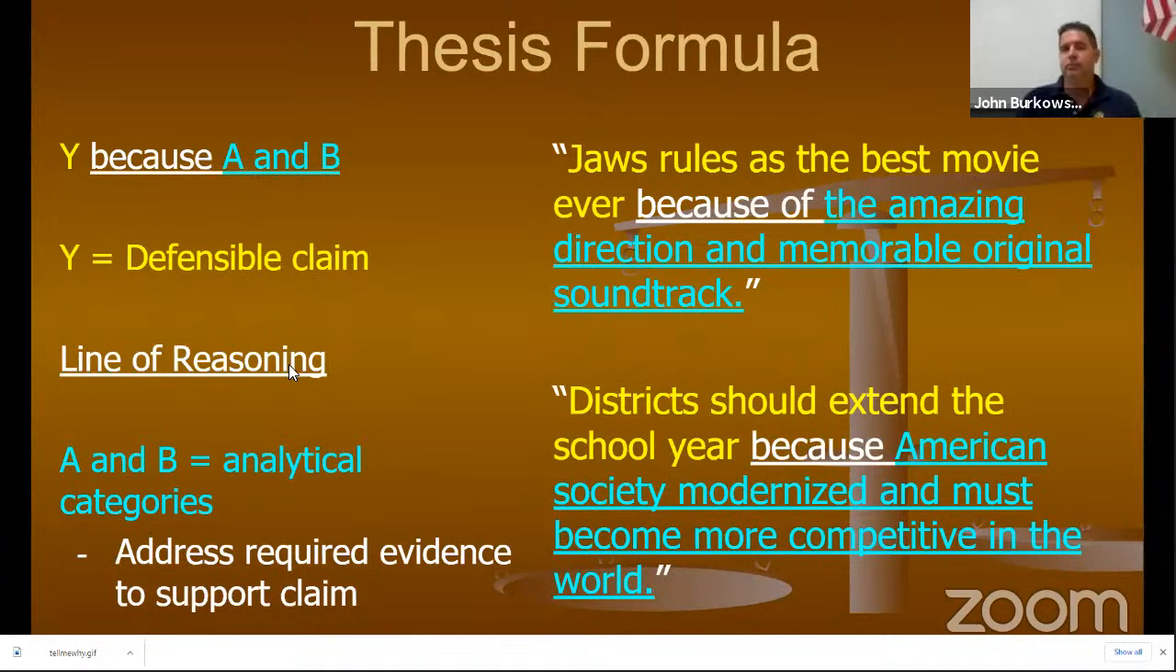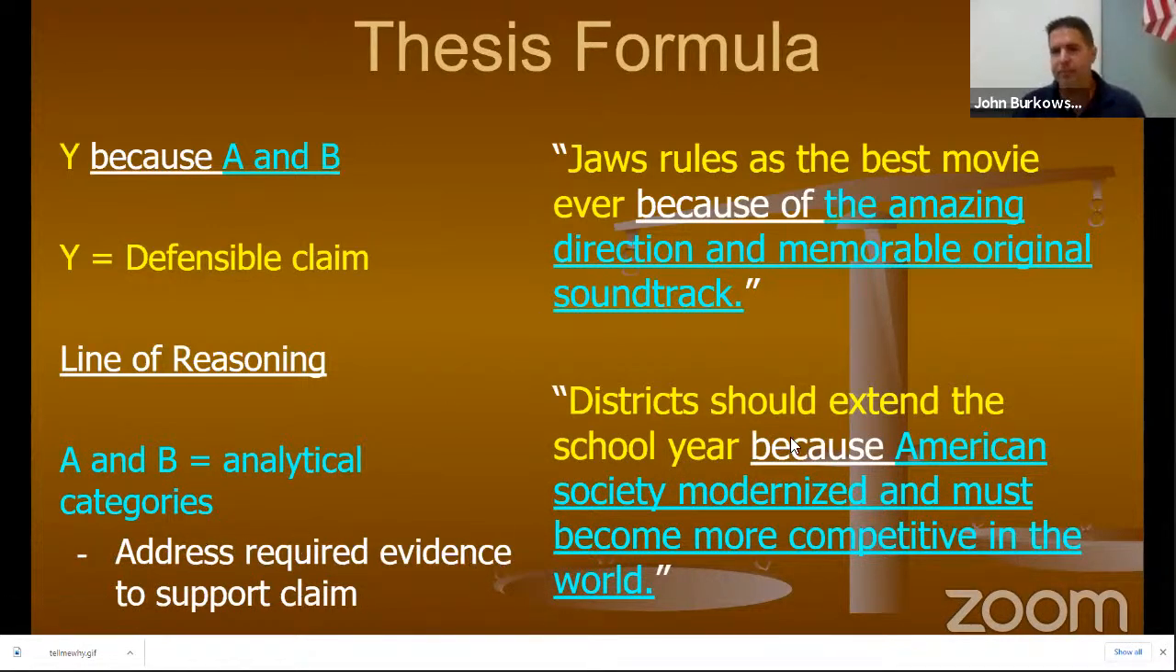That's the line of reasoning. And this is why I made this thing. I was going to show you. The A and the B, these are your analytical categories. Your teacher also probably says that's your evidence, the evidence that you're going to use to support your claim. And that could be the foundational documents, or this is to address the required evidence to support the claim.